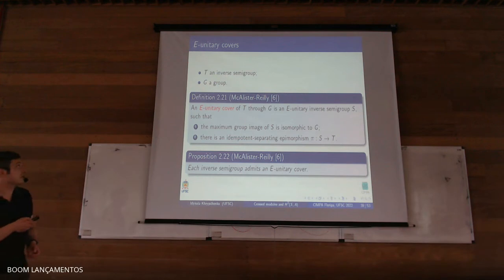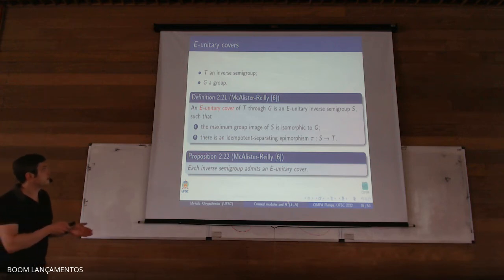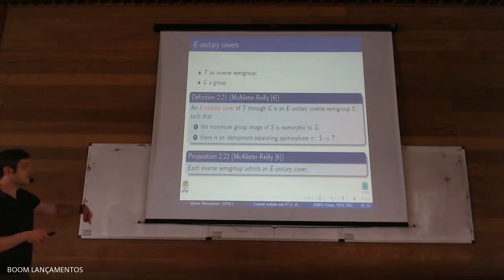But what eventually worked was a unitary cover. So given an inverse semigroup, there is a way to construct, in fact, several ways to construct a unitary inverse semigroup which maps onto your given inverse semigroup.